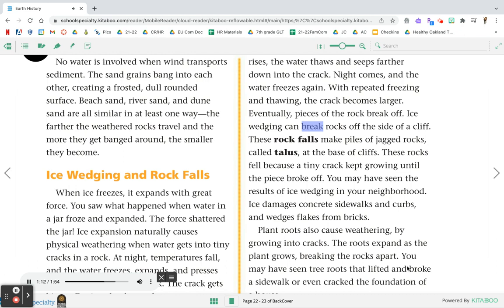Ice wedging can break rocks off the side of a cliff. These rock falls make piles of jagged rocks, called talus, at the base of cliffs. These rocks fell because a tiny crack kept growing until the piece broke off. You may have seen the results of ice wedging in your neighborhood. Ice damages concrete sidewalks and curbs and wedges flakes from bricks.